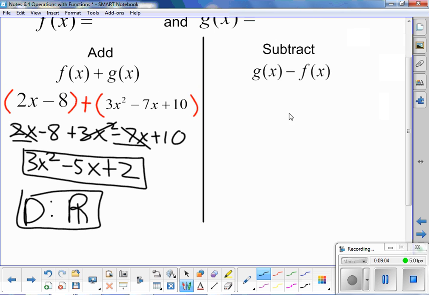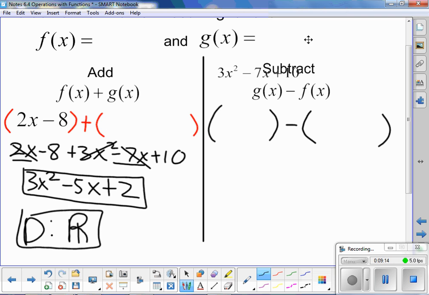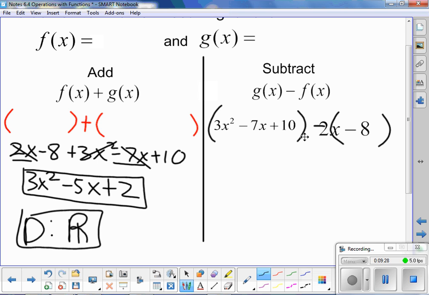Next part. G of x minus f of x. So what we're going to do is take g of x minus f of x. All right. Now let's put these back where I got them. This is up here, this is right here. So f of x is 2x minus 8. So make sure you put them in the right spots. F of x is this one, g of x is this one. And that's not going to fit. Let's move that over. There you go. Okay, g of x is this one, because that was up here. And f of x is this one.